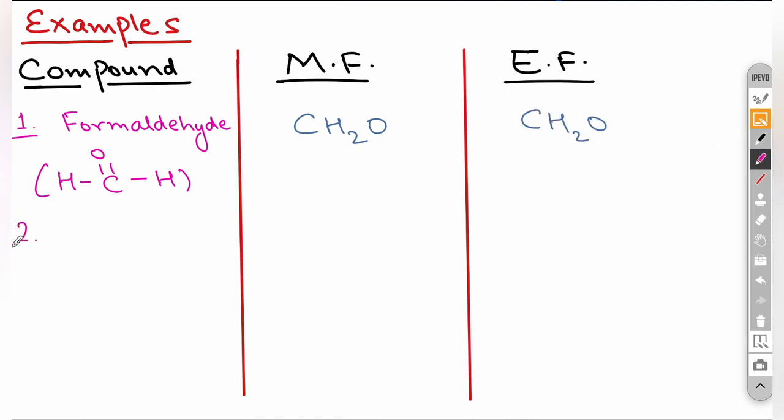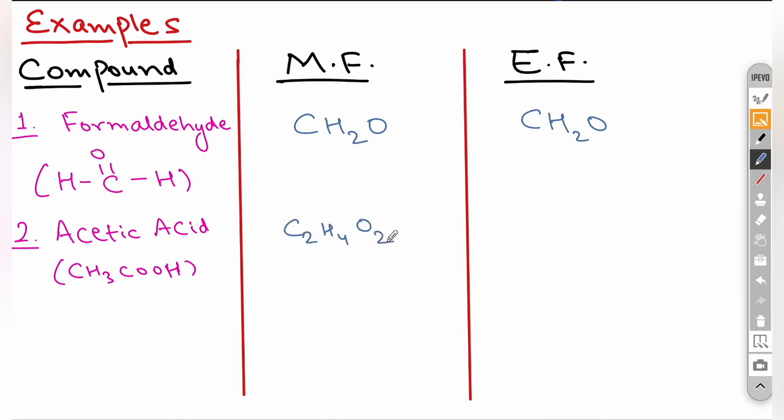Now the second example, it is of acetic acid. We know the formula, it is CH3COOH. Molecular formula is 2 carbon atoms, 4 hydrogen atoms and 2 oxygen atoms, C2H4O2. You can write simply as CH2O whole twice. Now for empirical formula, we know it is the simplest whole number ratio. We will simply write CH2O.